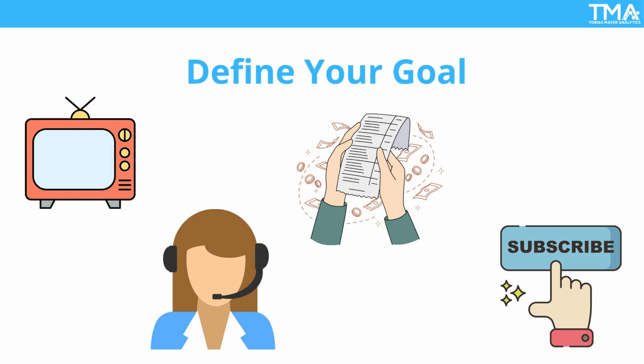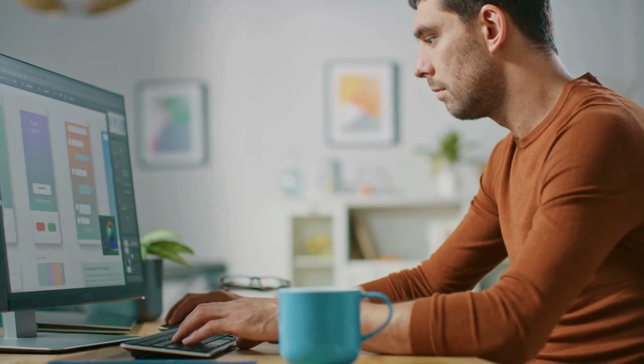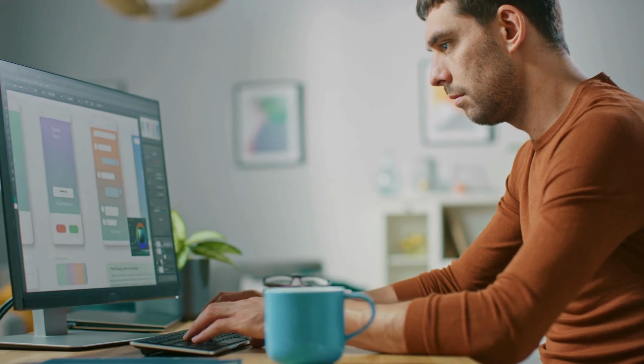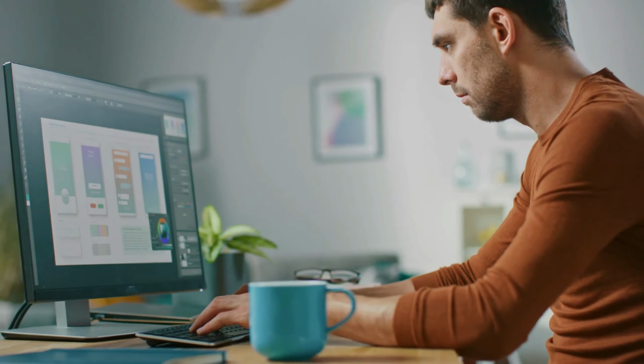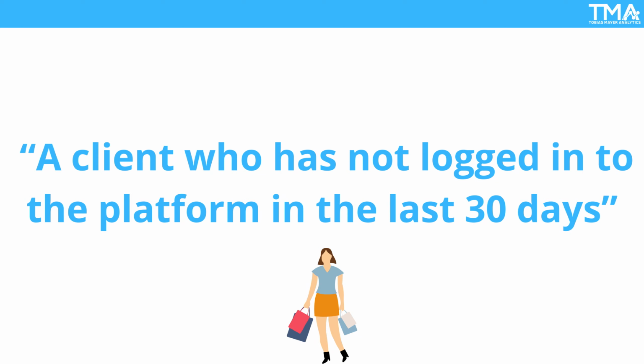Let's have a look at another example in B2B sales. A software as a service provider wants to increase contract renewals by identifying and addressing at-risk clients. The goal is to identify clients who are at risk of not renewing their contracts and implement strategies to retain their business. Churn will be defined as a client who has not logged into the platform in the last 30 days.